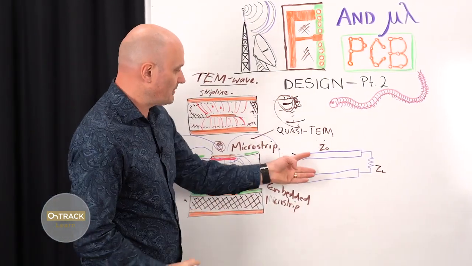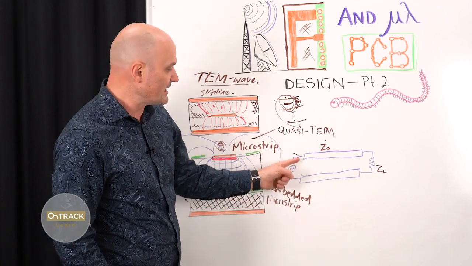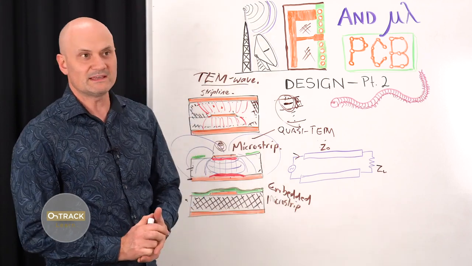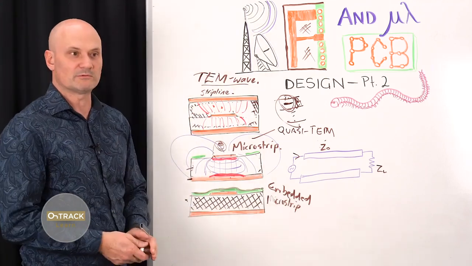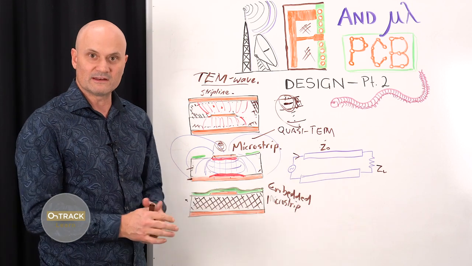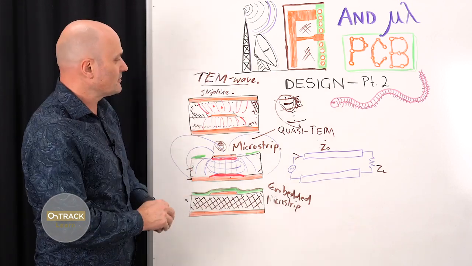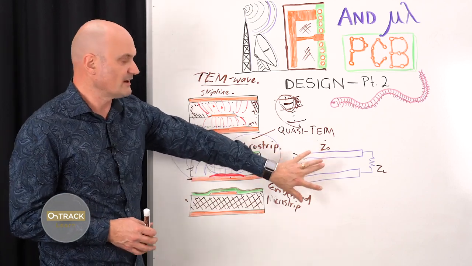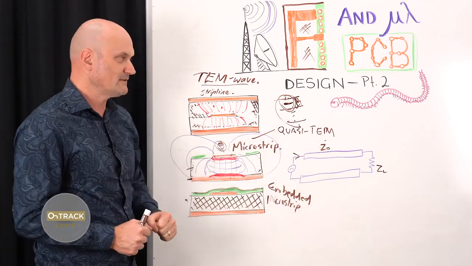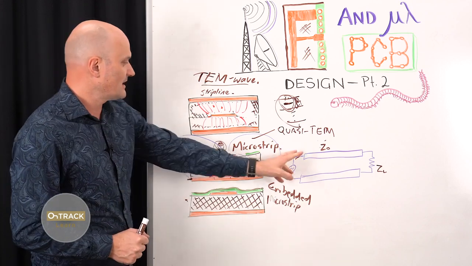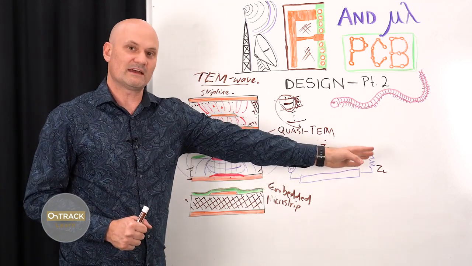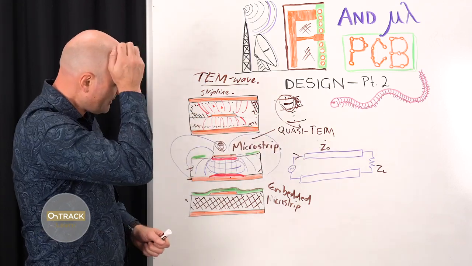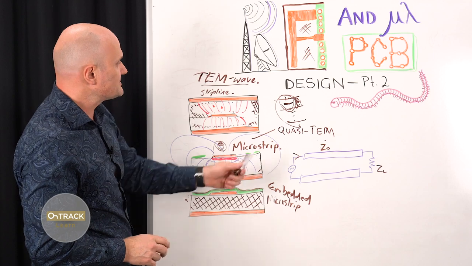And the job of the transmission line is to carry all the energy, or as much of it as possible, from the source to the load. The source may be the output of an amplifier, and the load is probably an antenna to transmit out into the ether, or it could be another chip or whatever. But the job of the transmission line, and this is what you're designing as a PCB designer, is to carry as much of that power there as possible with as little loss as possible.